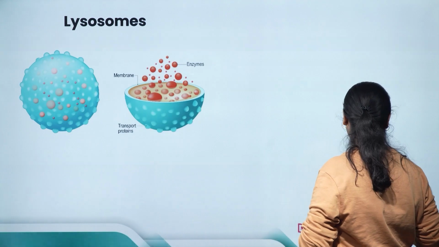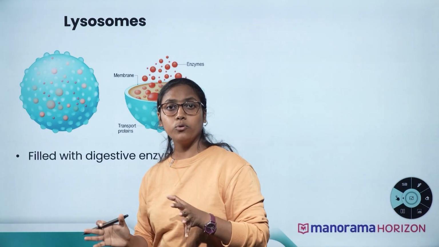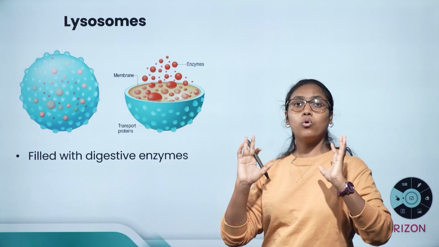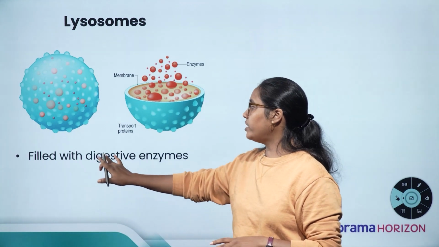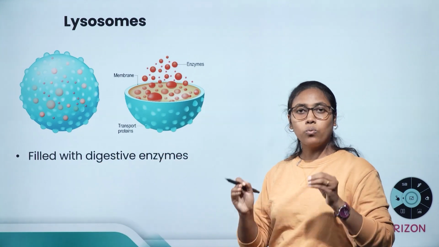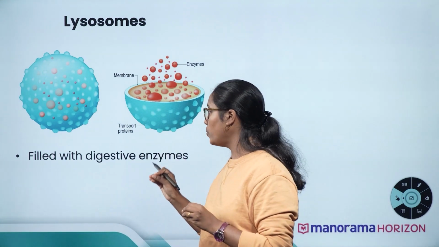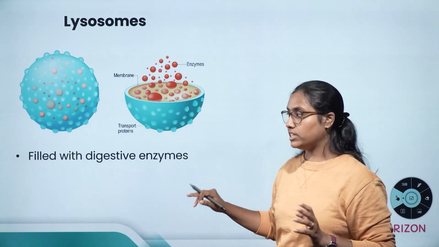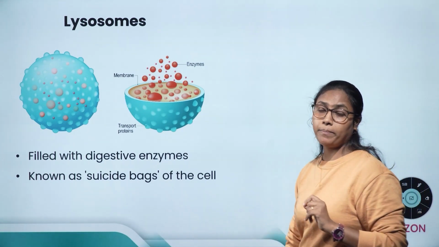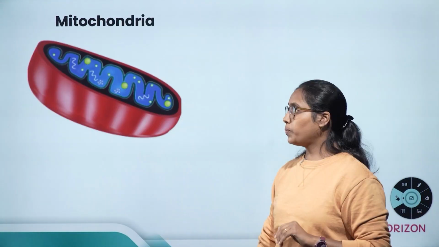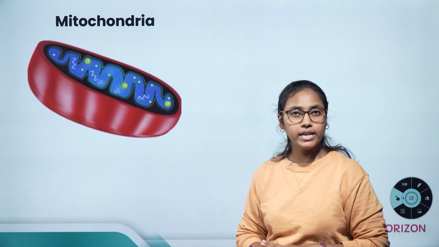Okay, so they are known as the suicide bags of a cell because they help to digest their own cell. They are filled with digestive enzymes. Whatever damaged organelles or any other waste substances, they just digest it. Okay, they are known as the suicide bag of the cell. So we have already covered endoplasmic reticulum, Golgi apparatus and lysosome.